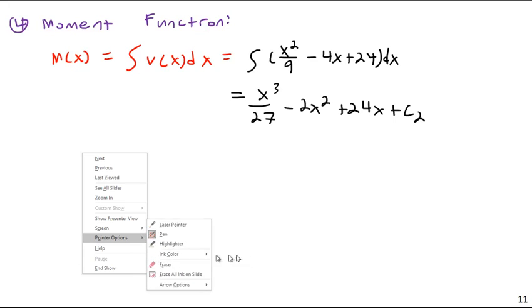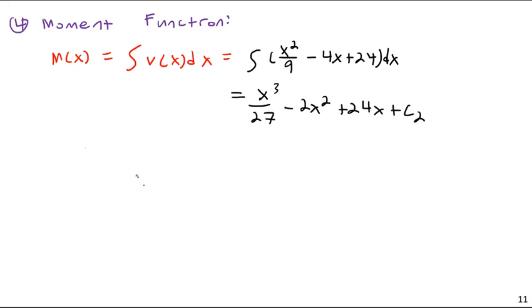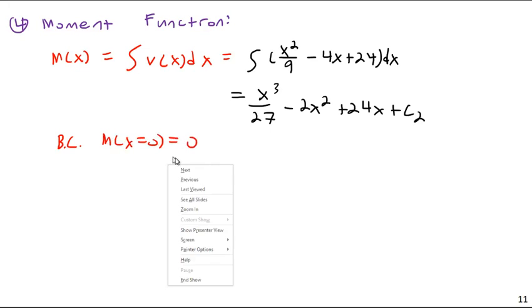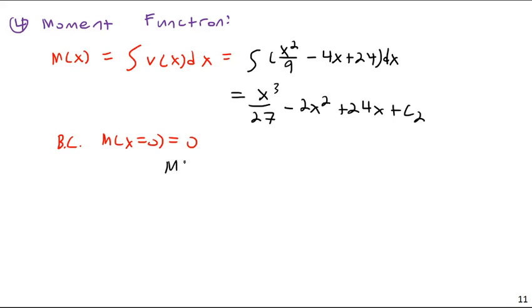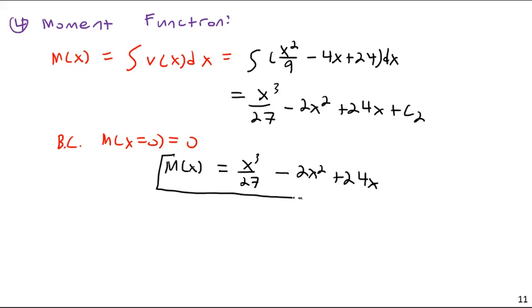And I need a boundary condition. However, this one is very trivial. Every time I have a pin or a roller, I'm going to need a moment of 0. That's going to be a boundary condition. So boundary condition, m at x equals 0 is 0. So this is fairly straightforward from here. I'm going to have m as a function of x is just x cubed over 27 minus 2x squared plus 24x, and that's it. My c just drops away because it's 0. And that is my moment function via integration.